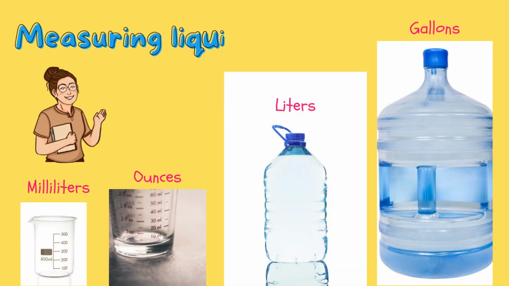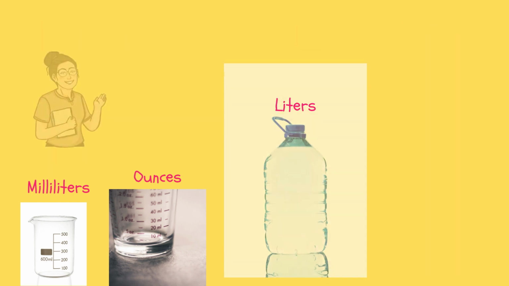Just like we use different units to measure length or weight, we also use different units to measure liquid volume. Some of the most common units include milliliters, which is a very small amount, liters, which is bigger, and gallons, which is very big. Let's see how these units compare to each other.